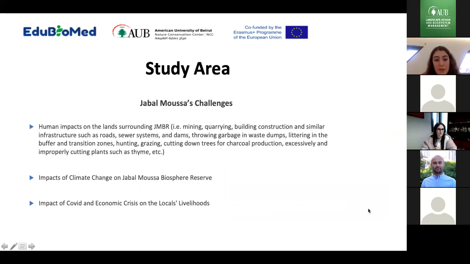However, Jabal Moussa faces a couple of challenges. We can see that there are intensive human activities such as mining, quarrying, building constructions and infrastructures such as roads, sewer systems and dams. And we see a lot of people throwing garbage and waste dumps and littering everywhere. Mainly, you can see waste in the transition and the buffer area.